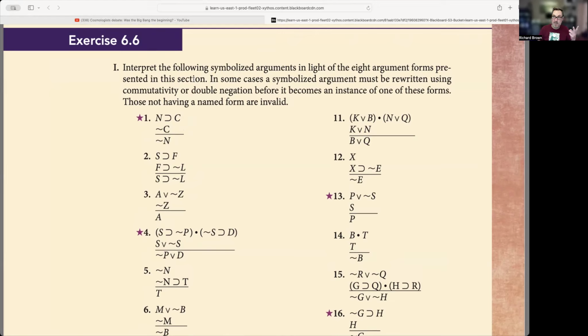Modus ponens, modus tollens, pure hypothetical syllogism, disjunctive syllogism, and the two dilemmas, constructive and destructive. And then also, in addition, denying the antecedent and asserting the consequent. So we have 8 of those argument forms. Keeping in mind that's not every argument form that exists, that's just some common ones. So it says interpret these in light of that. In some cases, a symbolized argument must be rewritten using commutativity or double negation before it becomes an instance of one of these forms. So what does that mean?